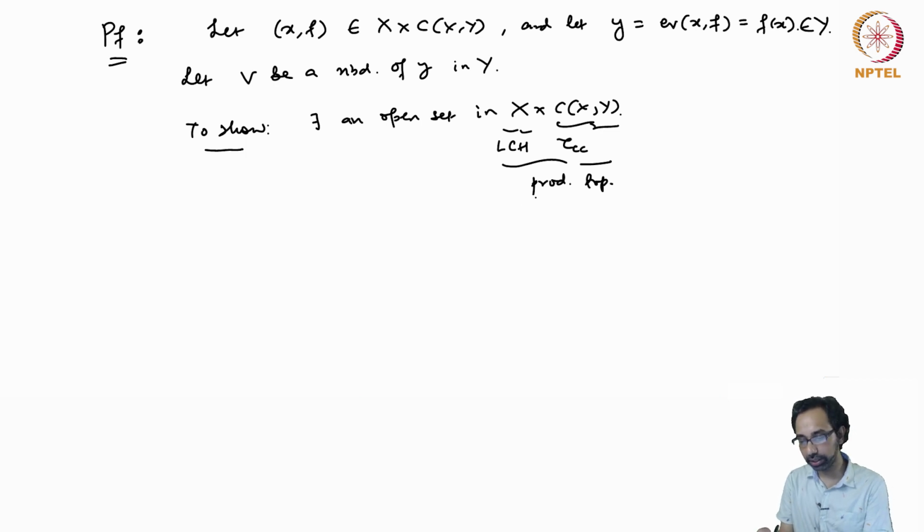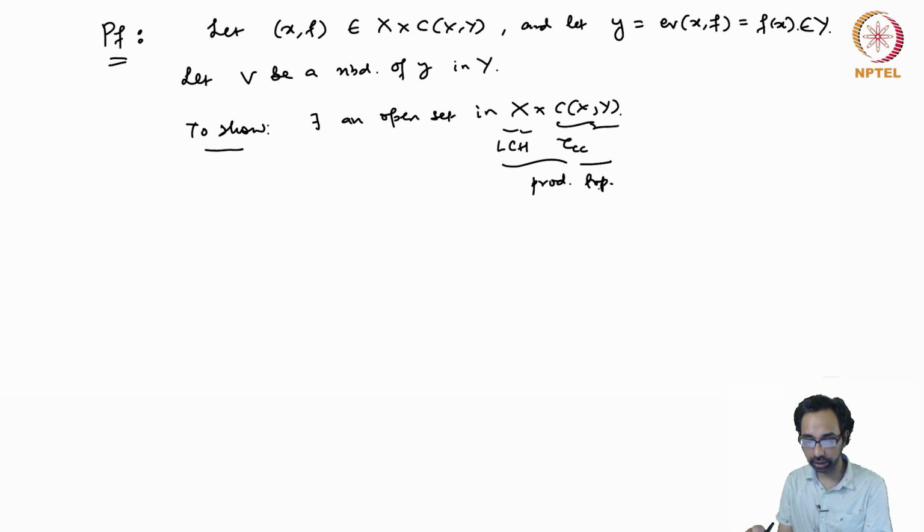So the open set is in the product topology, where X is given the topology under which it is locally compact and Hausdorff, and C(X,Y) is given the topology of compact convergence. And we have to show that this evaluation map is continuous.